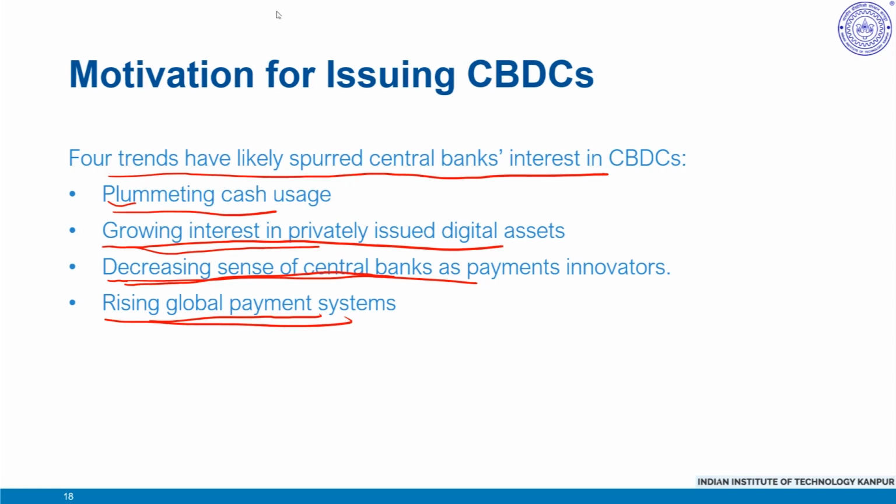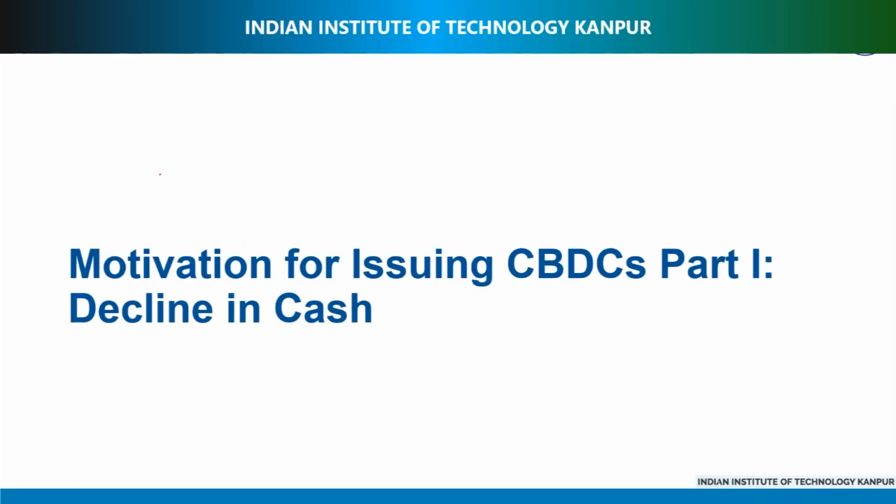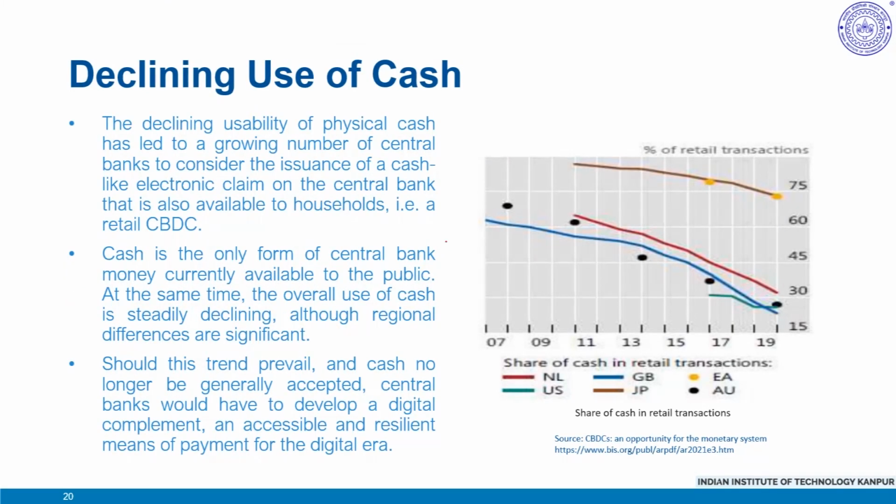In this video, we'll discuss one major reason for motivation for issuing CBDCs by central banks, that is decline in cash. Let us look at the share of cash as a percentage of retail transactions for different economies like US, Great Britain, Japan, Australia, and so on. We can see there is a sharp, drastic decline in use of cash. This declining usability of physical cash has led a growing number of central banks to consider the issuance of a cash-like electronic claim on the central bank that is also available to households, which is like a retail CBDC.